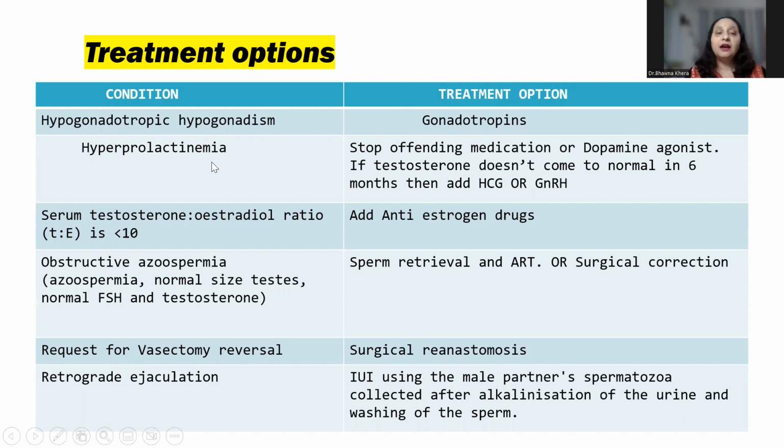Then next thing is hyperprolactinemia, higher prolactin levels. So there can be some offending medication which you can stop, or you can start dopamine agonists like bromocriptine or cabergoline. And now after you start, wait for 6 months. Within 6 months, all these things should revert and testosterone should come to a normal level. But if it does not come to a normal level, then you can add HCG or GnRH.